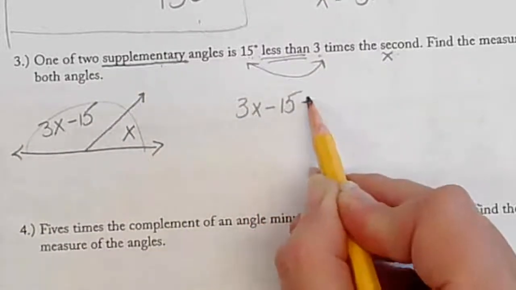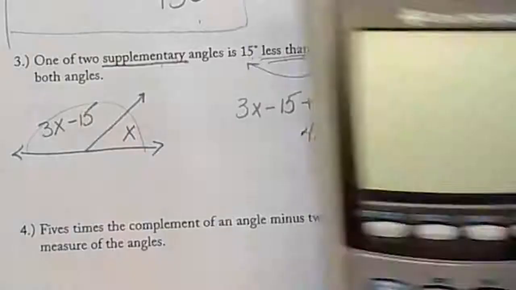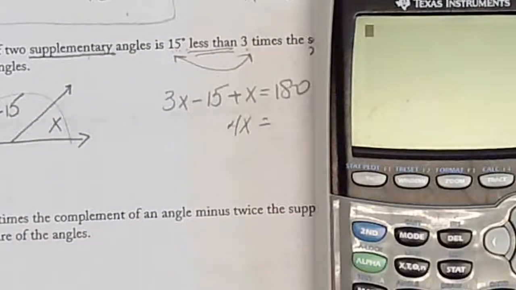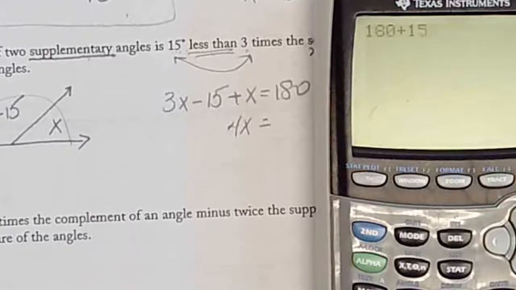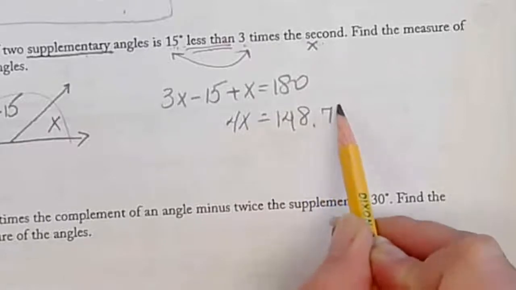4x is equal to, let me do it in here. So I'm going to do my 180. I'm going to add 15 to the other side. That wasn't adding. 195, and I'm going to divide by 4. And that hardly seems right. I'm going with it. Oops, 48.75, that's this guy.